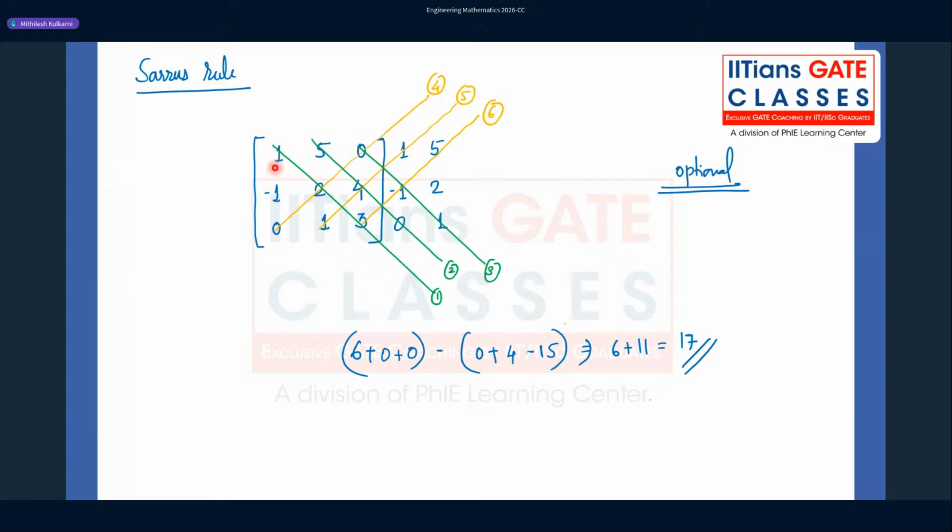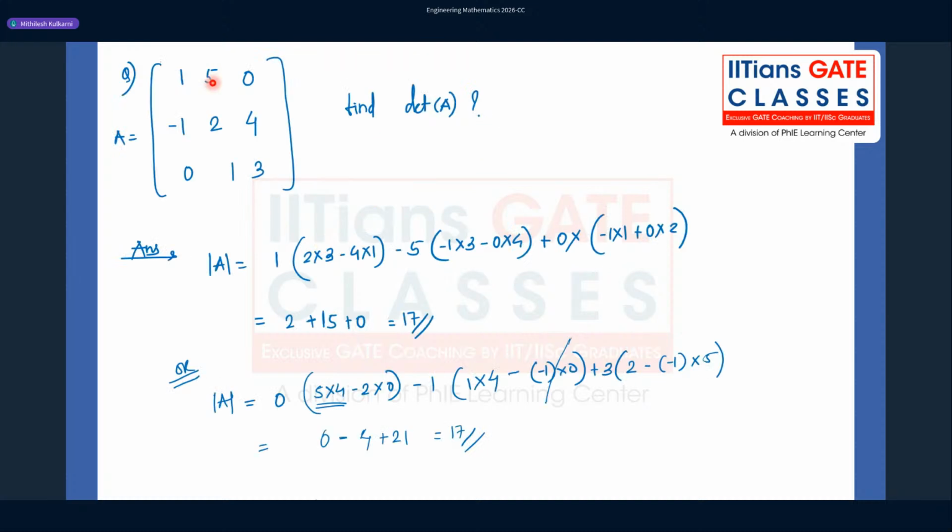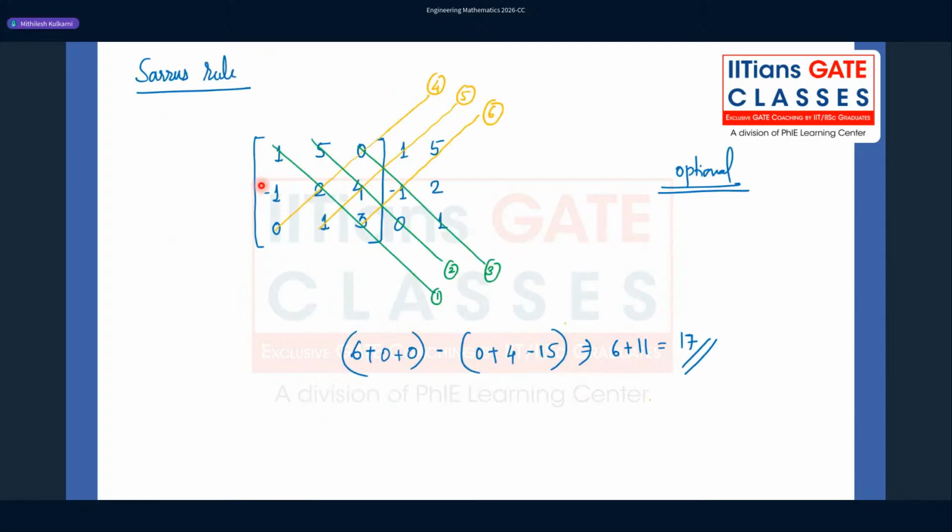So this is your 3 cross 3 matrix 1 5 0, minus 1 2 4, 0 1 3, same as what we have studied in the previous slide, and our answer was 17. In case of Sarrus' rule, what you have to do is write the first and second column again. The first column is 1 minus 1 0. The second column is 5 2 1.